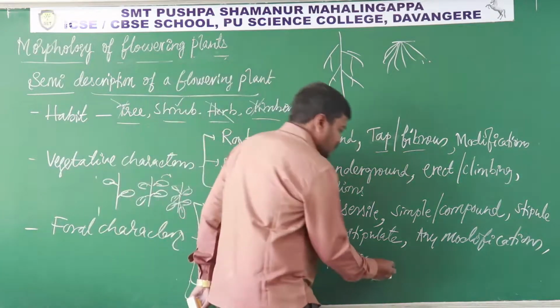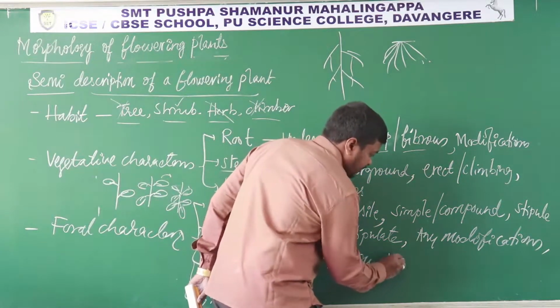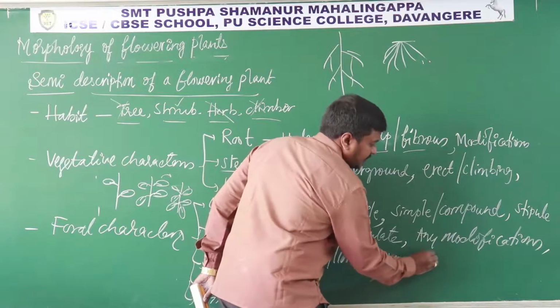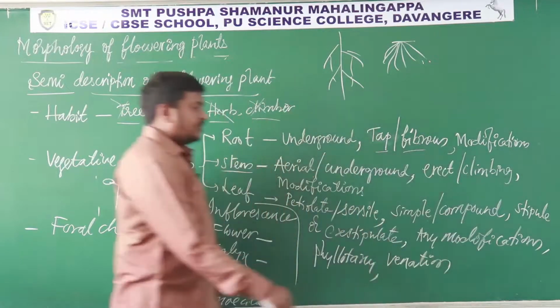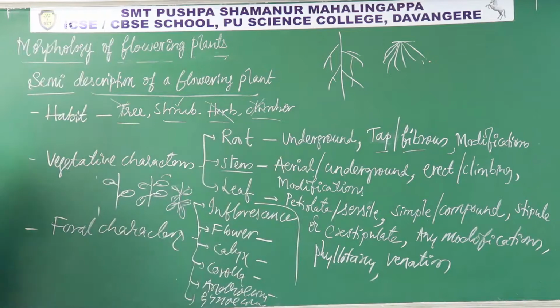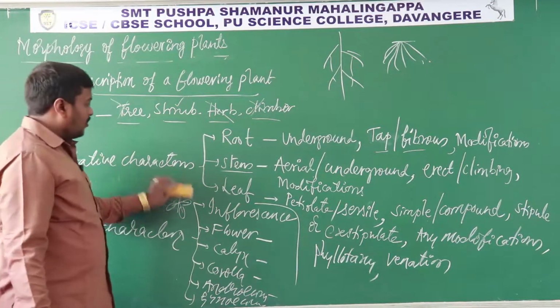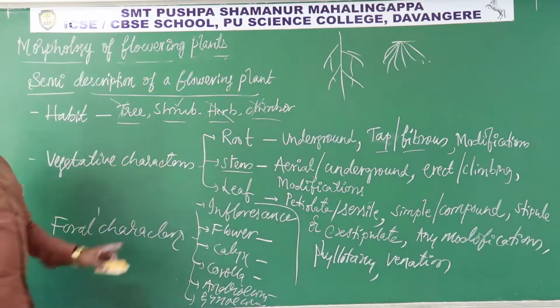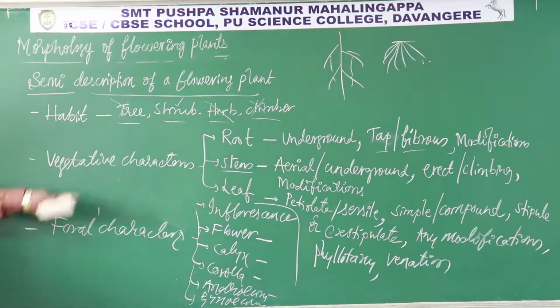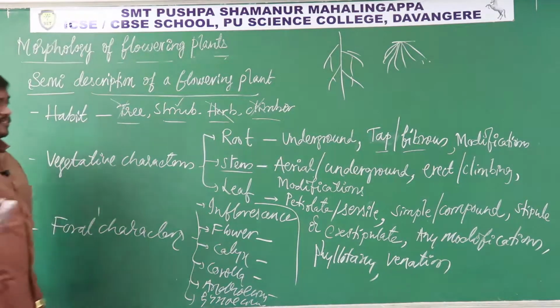Then the last one is about venation. Need to mention about venation, whether the leaf has parallel venation or reticulate venation. You already learned regarding that venation under the leaf section. You can just revise it.